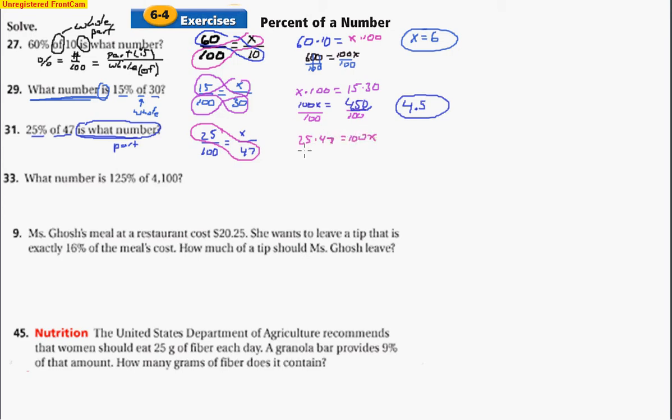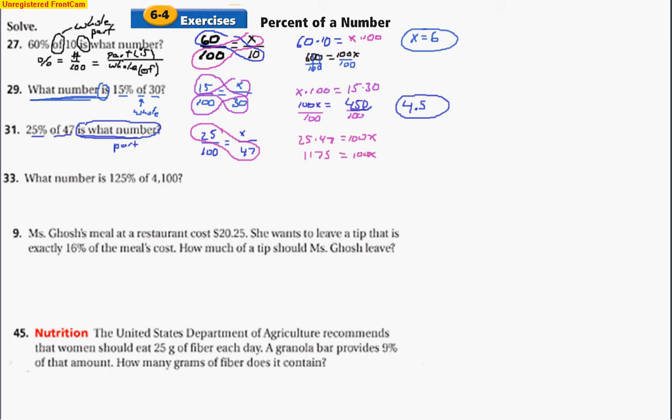Well, when we multiply 25 and 47, one way you can think about it is quarters. How much money is 47 quarters? When we go ahead and multiply those numbers, we get $11.75. That'd be 1,175 pennies equals 100x.